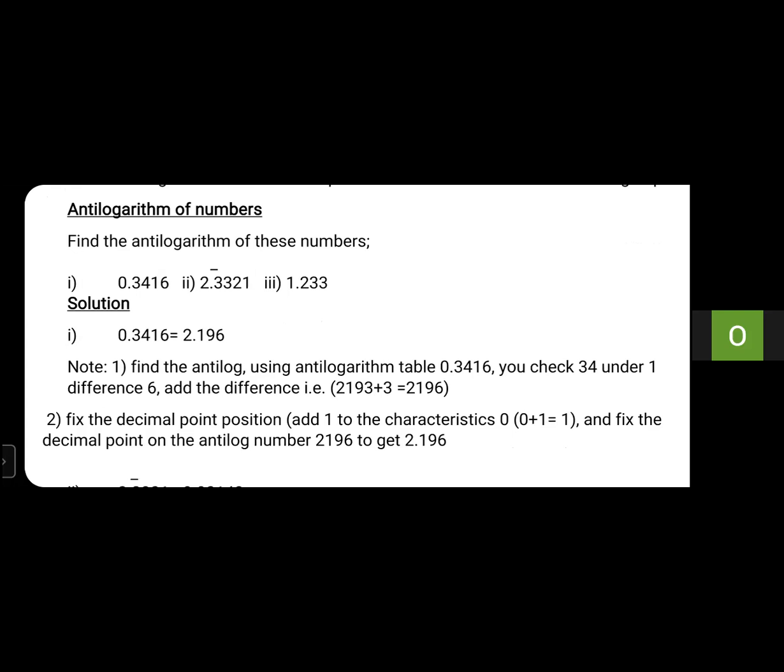So in this case now, we are asked to find the antilog of 0.3416. So what are we checking under the anti-logarithm table? 34 under 1 difference of 6. So we are checking 34 under 1 difference of 6 under our anti-logarithm table, which gives us what? 2188. Then the difference of 6 is 2181... I think I made a mistake now there.